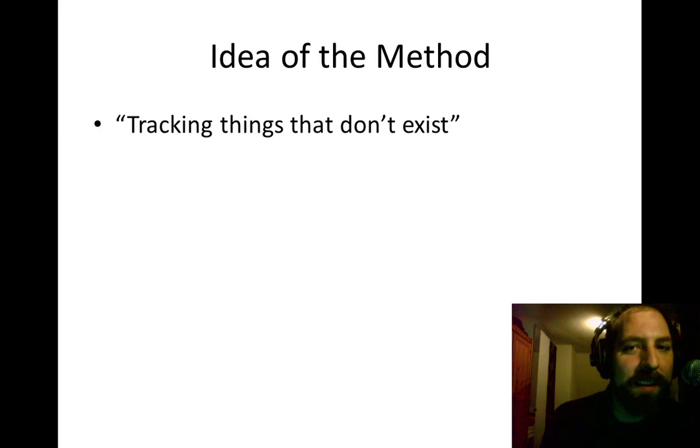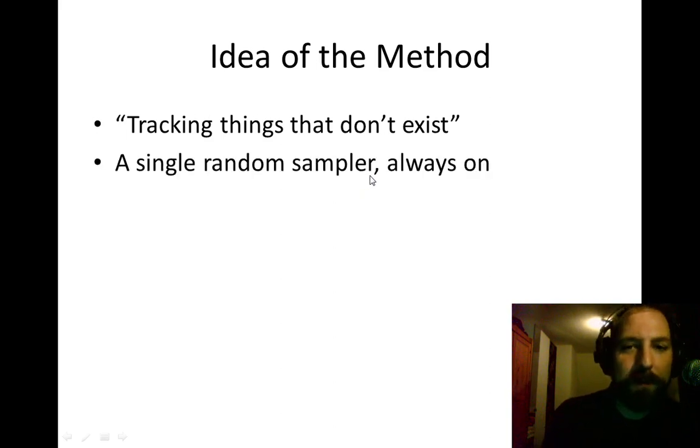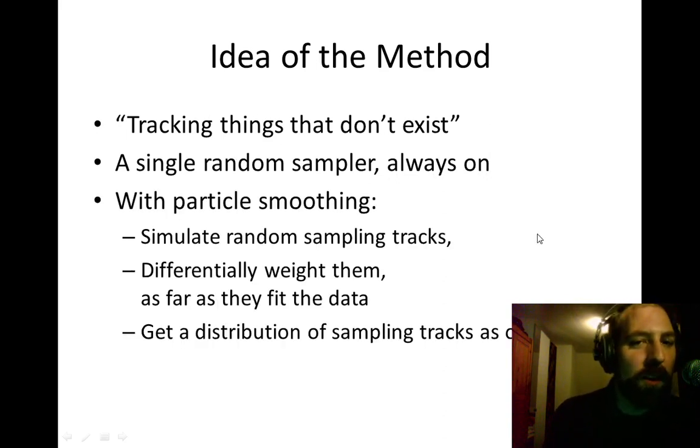The idea of the method is tracking things that don't exist. We want to kind of hallucinate. When we have this target signal, we want to imagine that a random sampling process has produced this output. In this method, I will use a single random sampler that's always turned on. Then I will use a method called particle smoothing, which will simulate random sampling tracks, differentially weight them according to how well they fit the data, and get a distribution of the sampling tracks as output. At least, that's a description of the basic method.